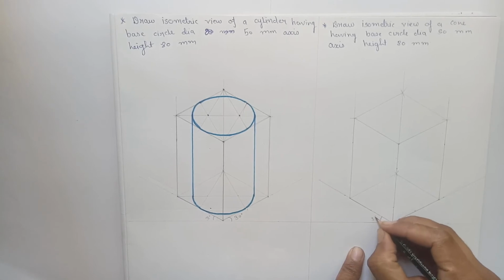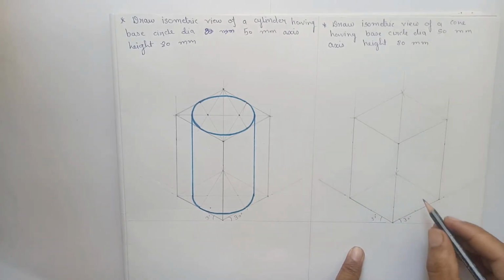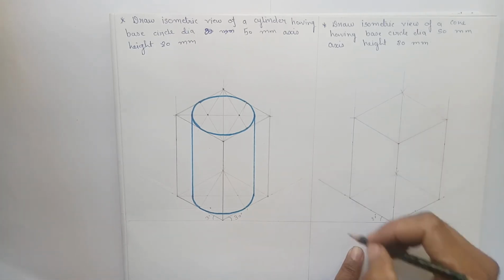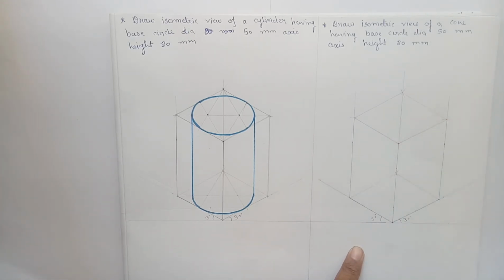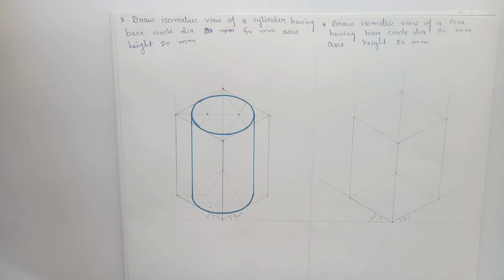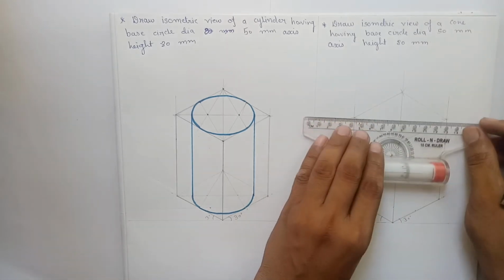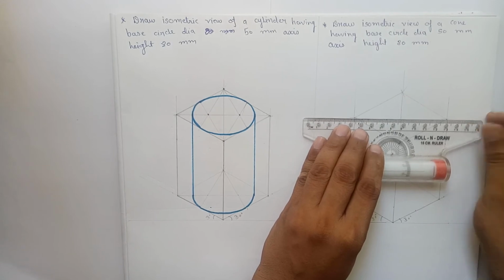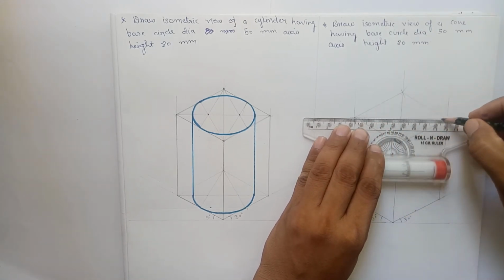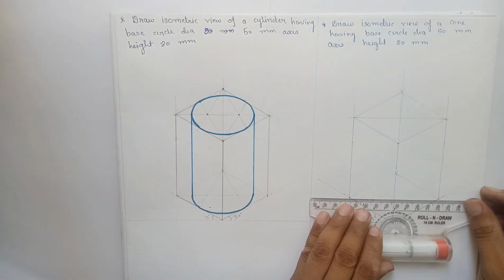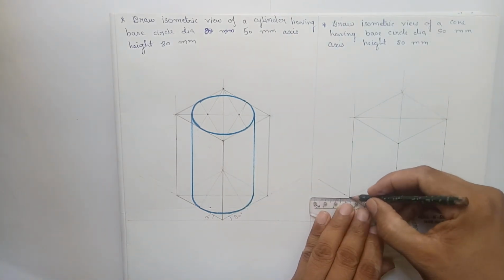First of all, we have to draw the square prism having base length 50 mm, axis height 80 mm. So first of all, complete the square prism by following the method that we have discussed in session 1. After drawing the square prism, draw diagonals of the top face 1 and 2, and diagonals of the base 1 and 2.